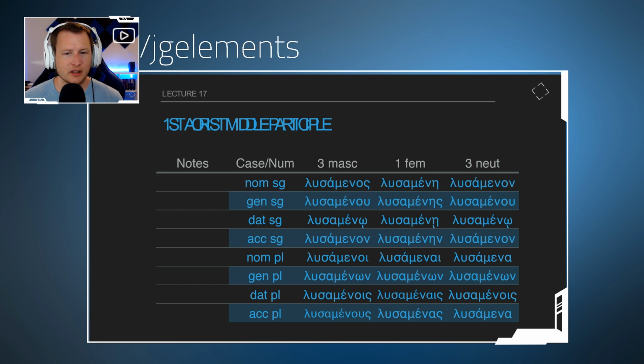The neuter follows the same pattern as the third masculine. The only difference is the accusative and the nominative, slightly different, right? In this case, it's just the nominative singular that's different. You know what? I don't know why I put third masculine. That's wrong. This is second masculine, second neuter. Nice error there. My bad.